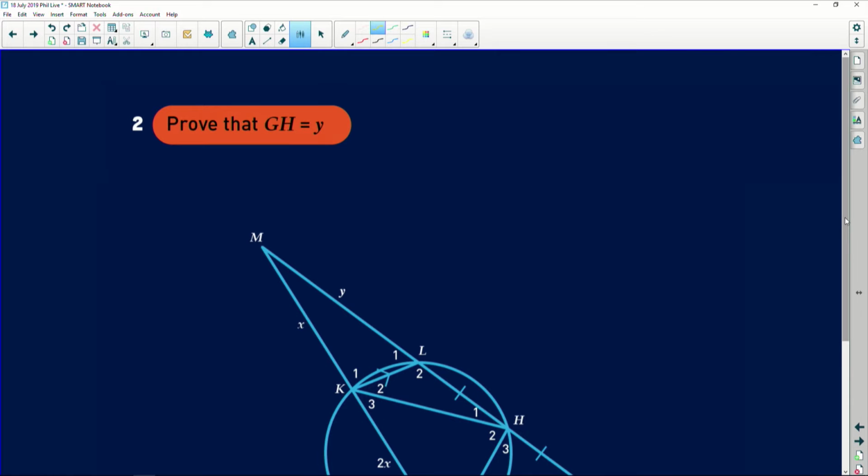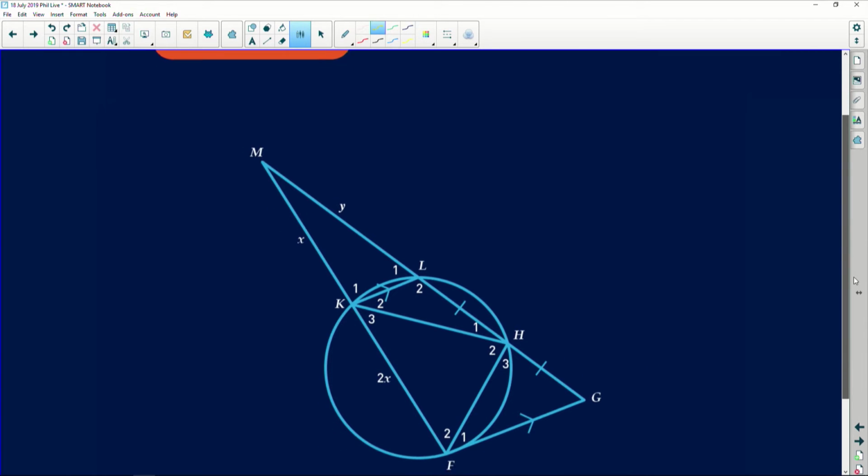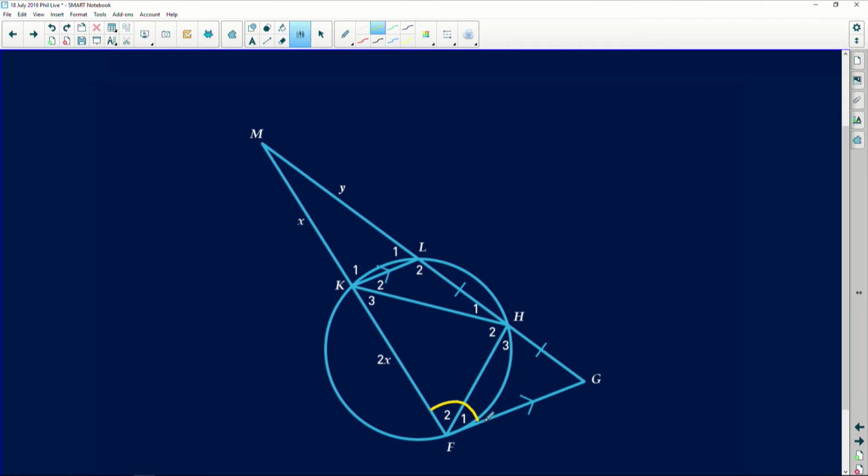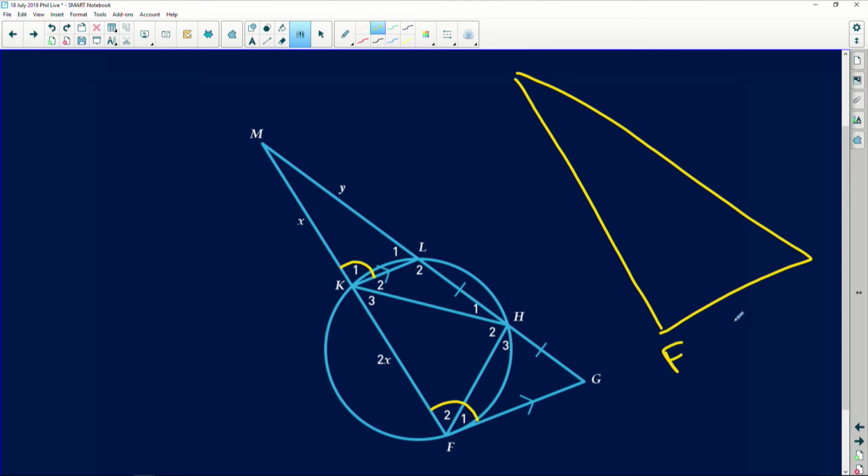Okay. Secondly, it says prove that GH is equal to Y units. Okay, so we've just proved that this angle is equal to this angle. And it says prove that GH is equal to Y units. Okay, so this is where your proportionality comes in. If we have this big triangle here, F, G, M is over there, and then we have KL parallel to this side. We have X over here, 2X over here, Y over here, and then this side is divided in half. And H is over there. Okay, so they're saying prove that this side is equal to Y.